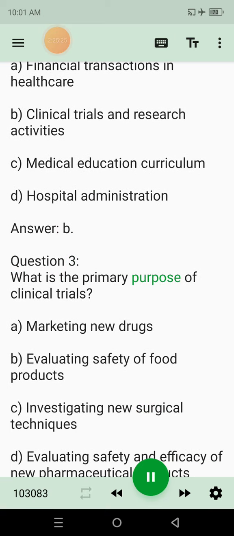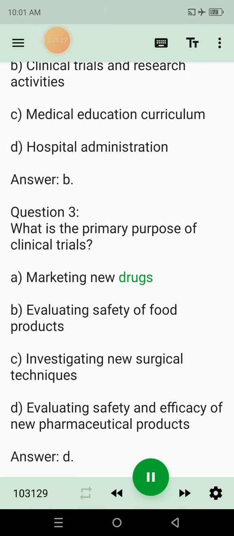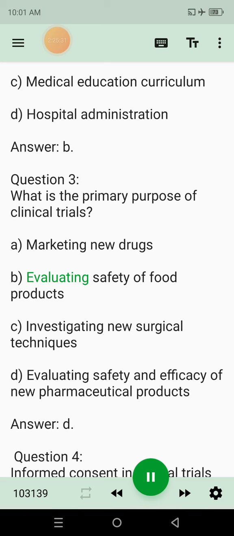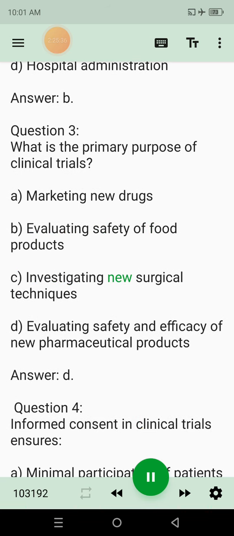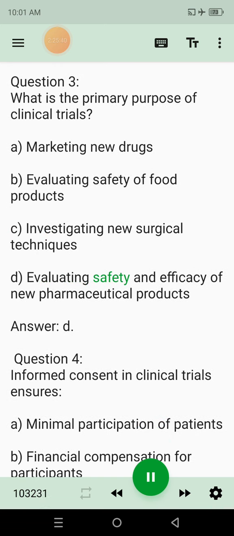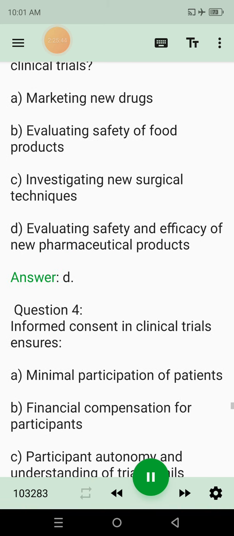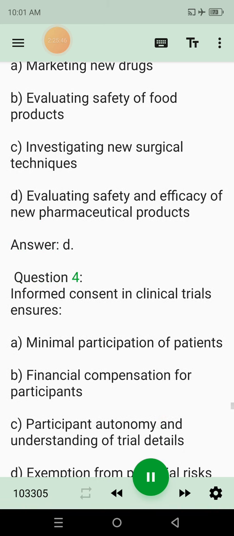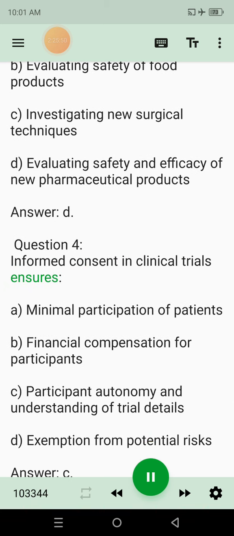Question 3. What is the primary purpose of clinical trials? A. Marketing new drugs. B. Evaluating safety of food products. C. Investigating new surgical techniques. D. Evaluating safety and efficacy of new pharmaceutical products. Answer: D.